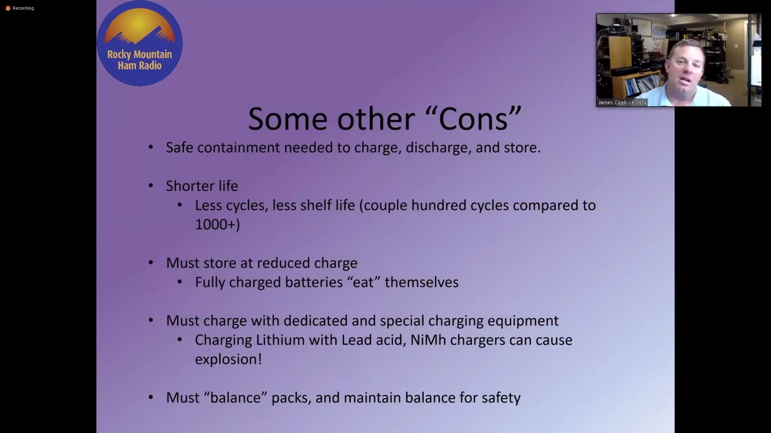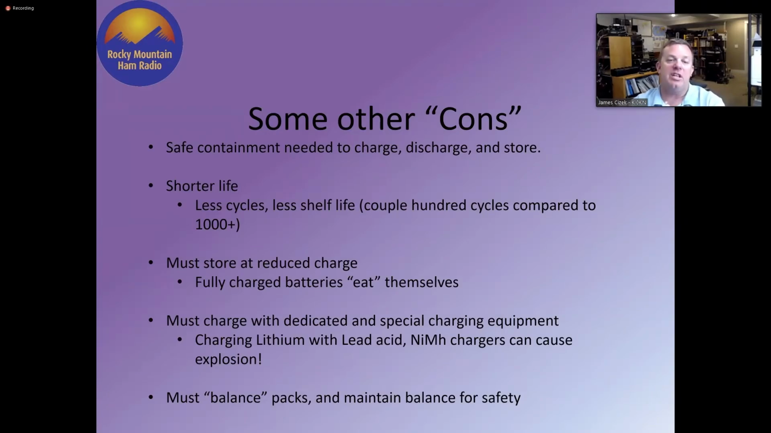What are some of the other cons? Now, there's some caveats and some updates here, even though this is an updated presentation. You have the safe containment for charge, discharge, and storage, absolutely necessary. The shorter life is becoming almost untrue anymore, and there are a lot of lithium chemistries now that will outlive, and have many more cycle capabilities than, lead acid. Not all of them, but certainly the technology is skyrocketing right now.